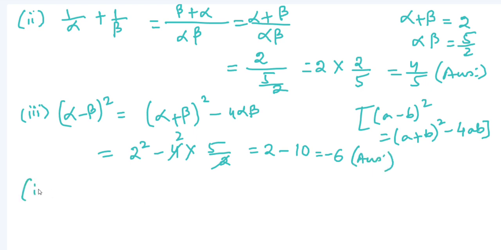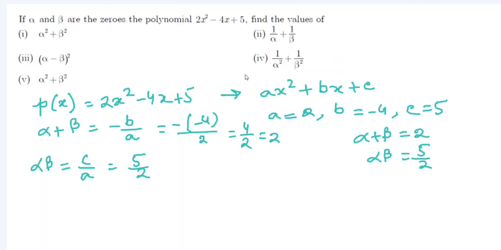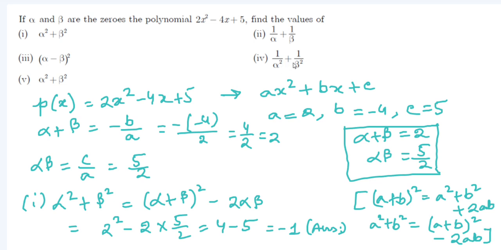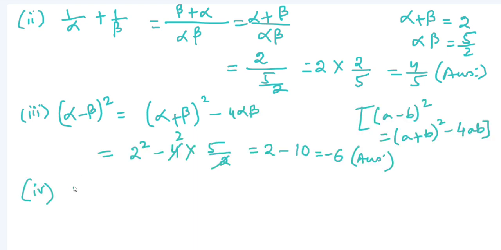Now, part 4, they are asking 1 by alpha square plus 1 by beta square. Okay. So, same way we are going to solve like part 2, 1 by alpha square plus 1 by beta square. So, now let us do the LCM, alpha square beta square. So, this is coming beta square plus alpha square.